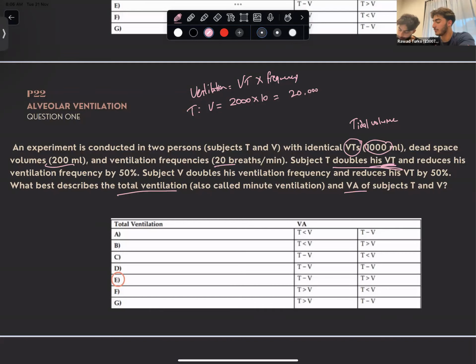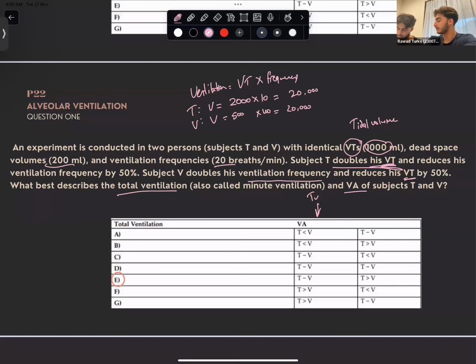Okay. For subject V, what happened? Very weird to put T and V when they're talking about V and VT. Yeah, it's weird. Subject V has double the ventilation frequency, so 40. And then the VT is decreased by half, so here we're talking about 500, which equals to what? 20,000. 20,000 as well.